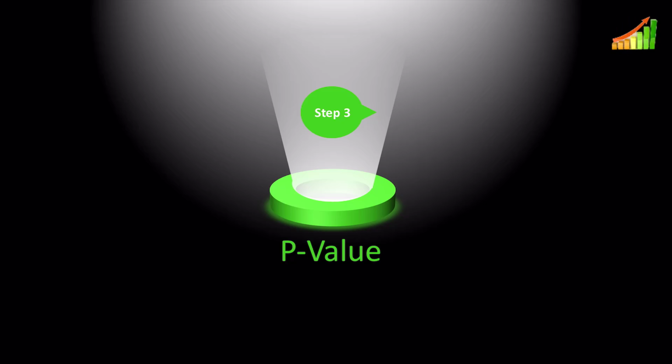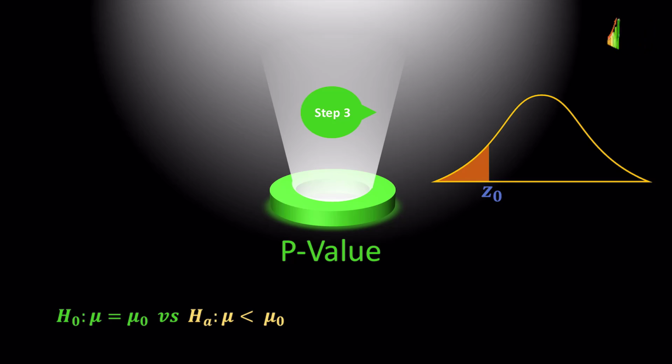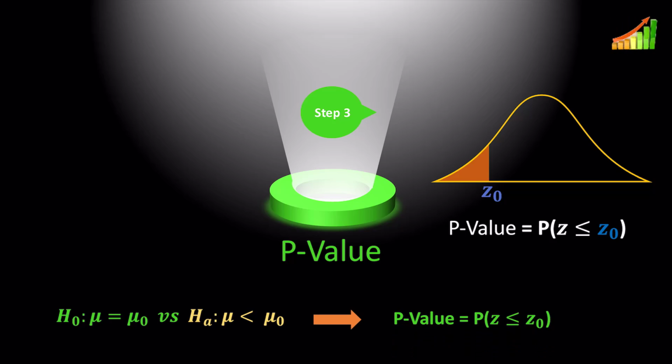How do we find the p-value? We find the p-value based on the alternative hypothesis. The first case, alternative hypothesis, mu less than mu naught. Then, how do we find the p-value? The p-value is the area under the curve to the left of z naught. So we can write this probability, z less than or equal to z naught. That is the p-value for the left tail test. So, if it is left tail, the p-value is probability z less than or equal to z naught.